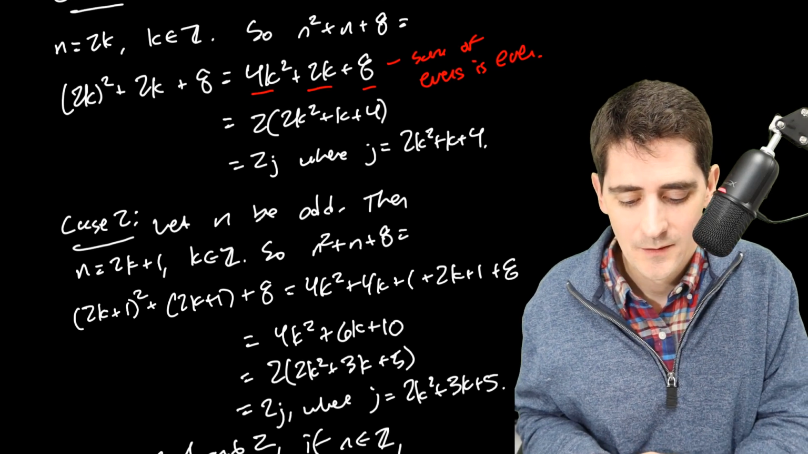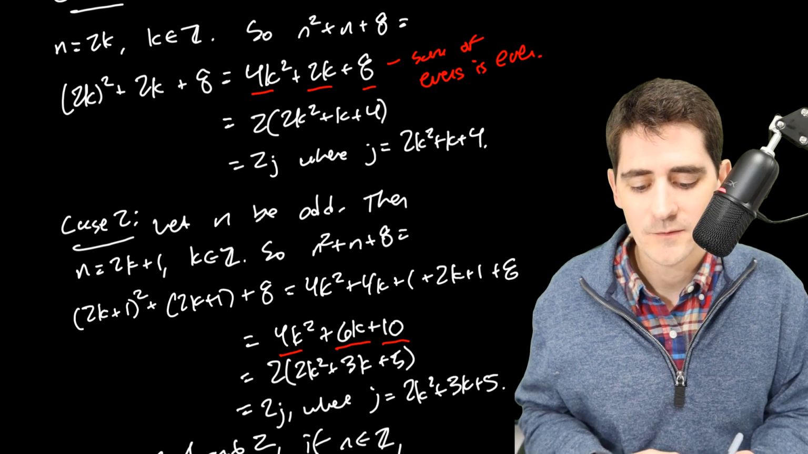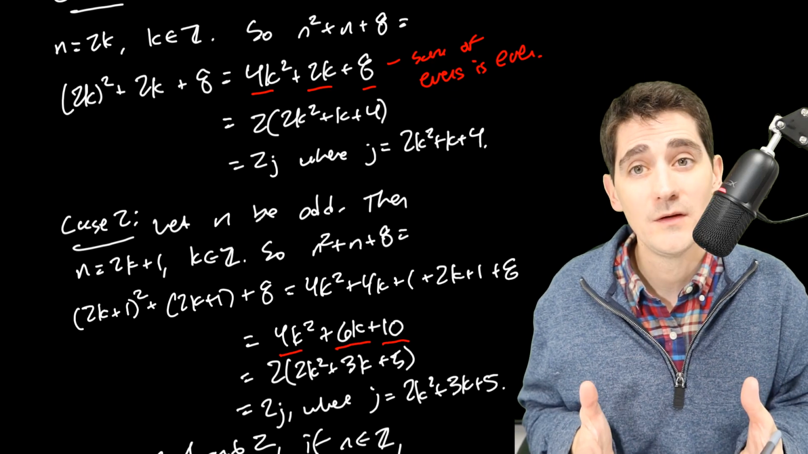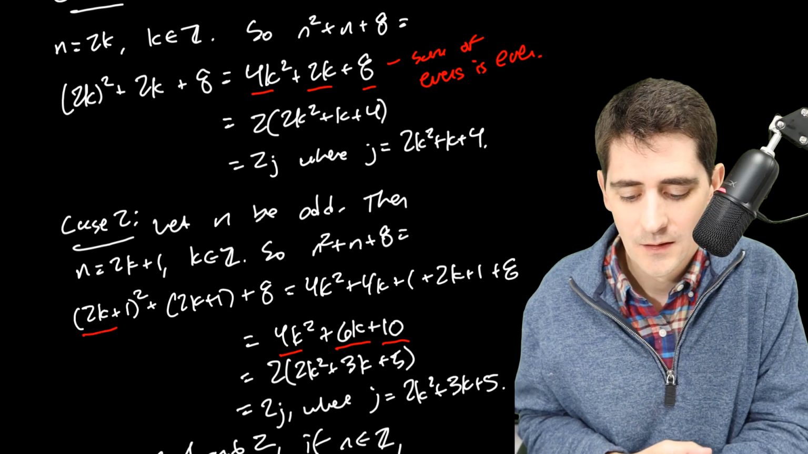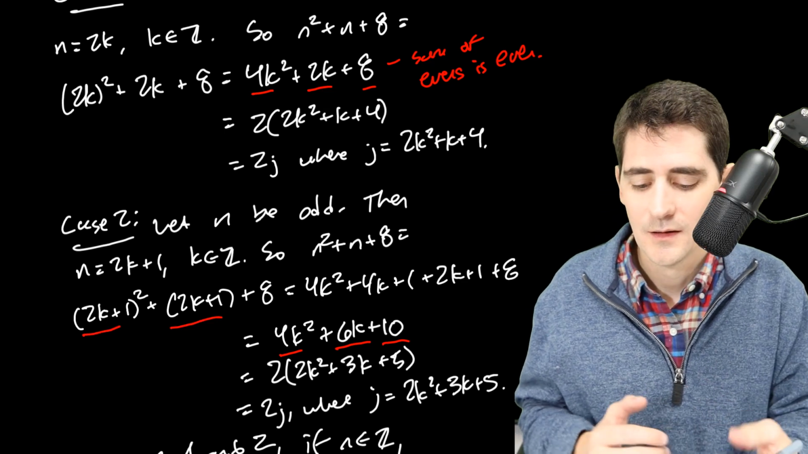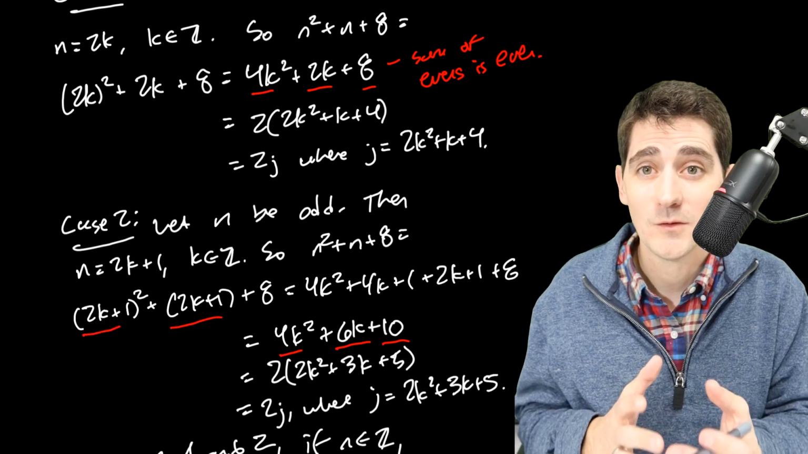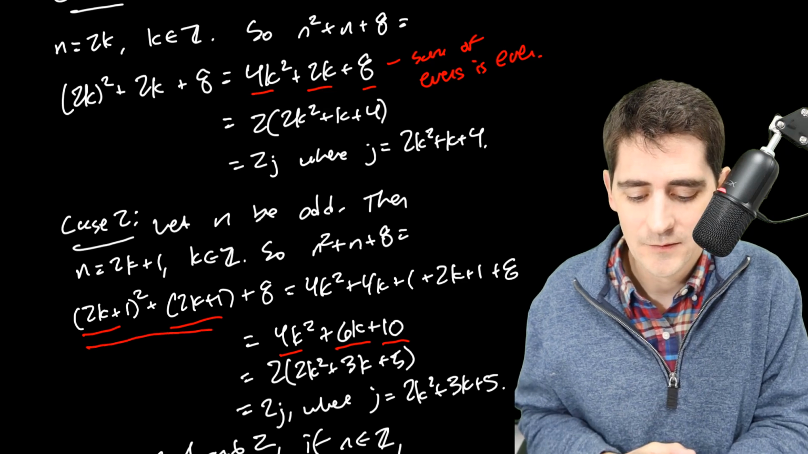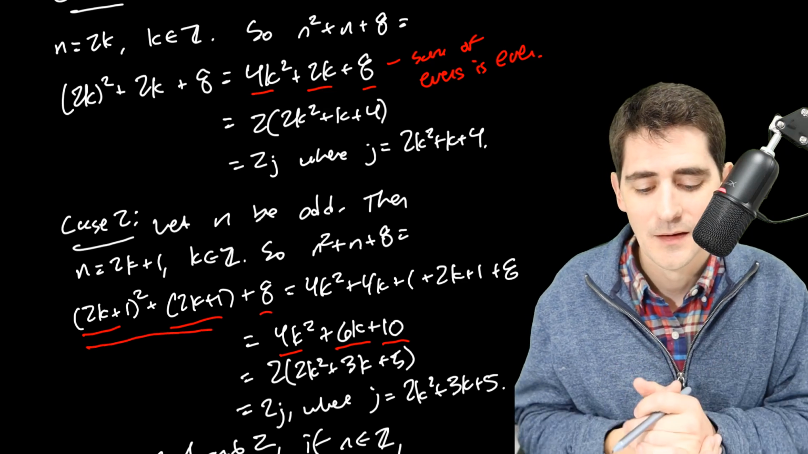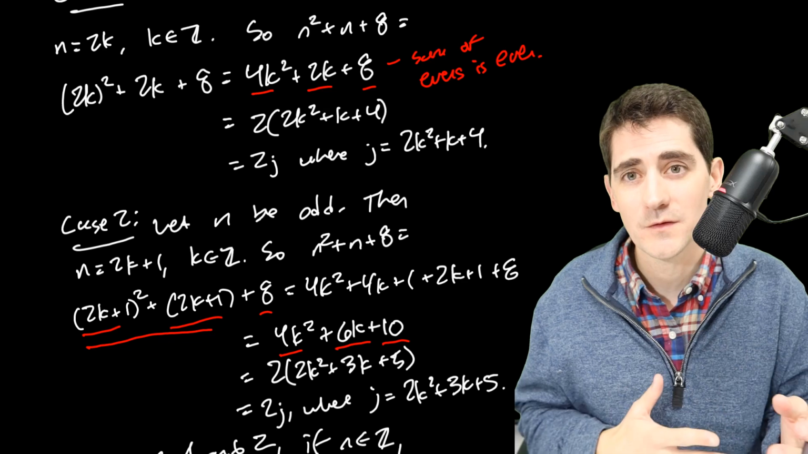Similarly here, you get to that point, 4k squared plus 6k plus 10, the sum of evens is even. Or even, the sum of two odds is even, and then that even plus 8 is also even. Okay, so you can use previous results.